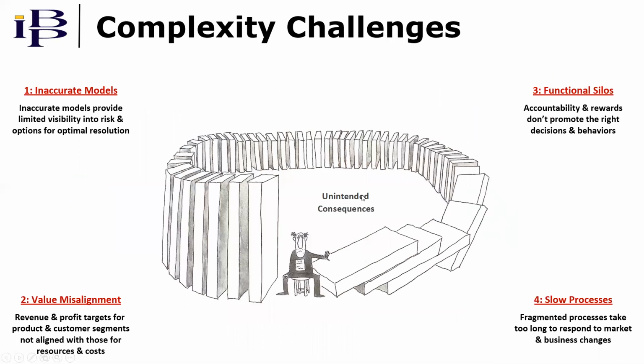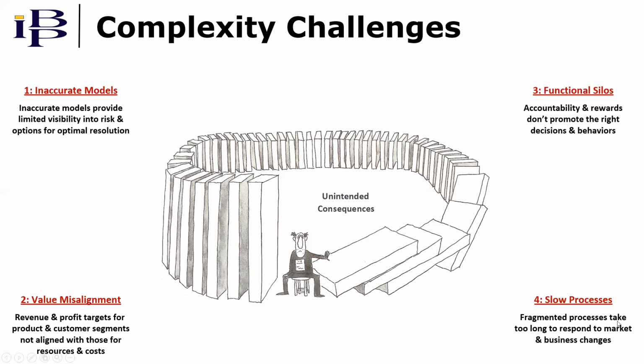So people make the wrong decisions for four basic reasons. First, you either have inaccurate models, so they're usually just not mature enough to provide the visibility that you need. Number two, people aren't focused on value. So those metrics that we just saw, people aren't owning them and translating them through the business. Third, functional silos, so the accountability and rewards don't promote the right decisions and behaviors. And fourth, the processes are just too slow. They're fragmented and take too long to respond to business changes.